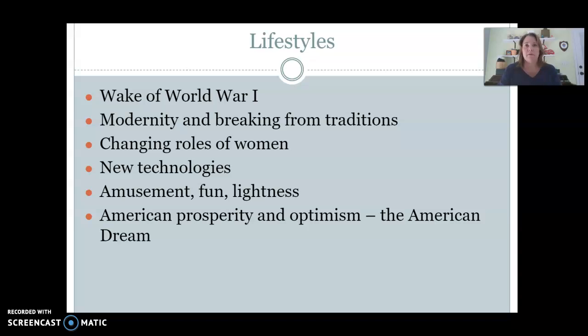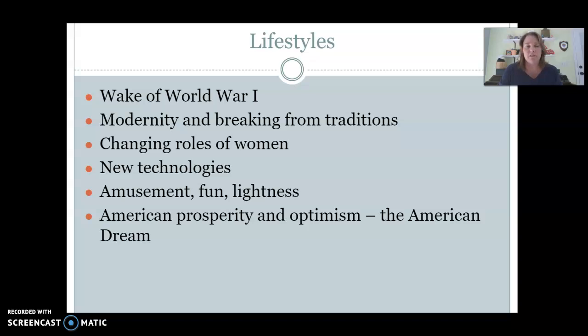So this was a period of modernity and breaking from traditions, getting away from how things always had been, specifically for the roles of women. While many men were off fighting in the war, women took jobs, and that continued after the end of World War I. So there were changing roles of women and changing expectations for social behavior.